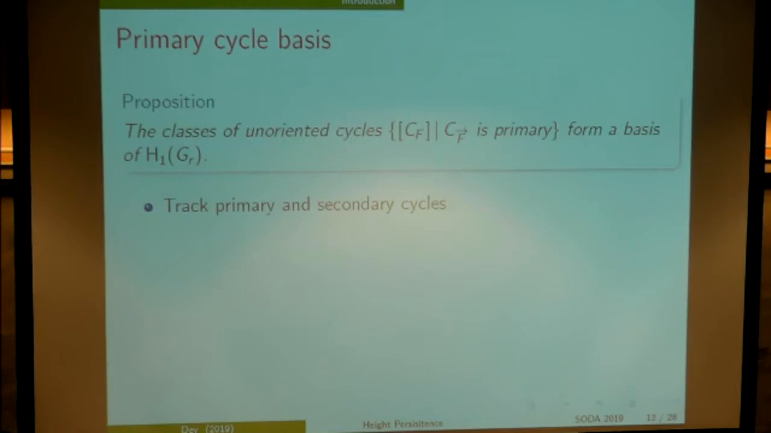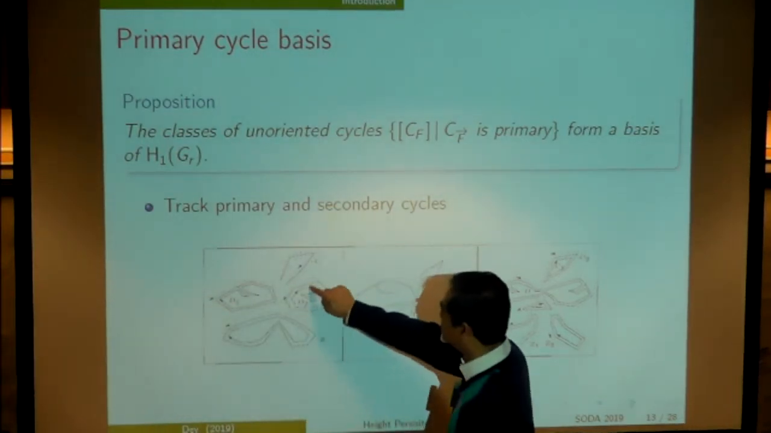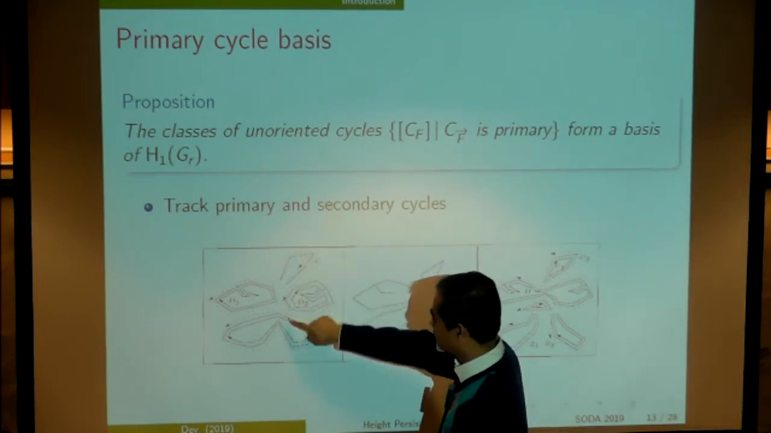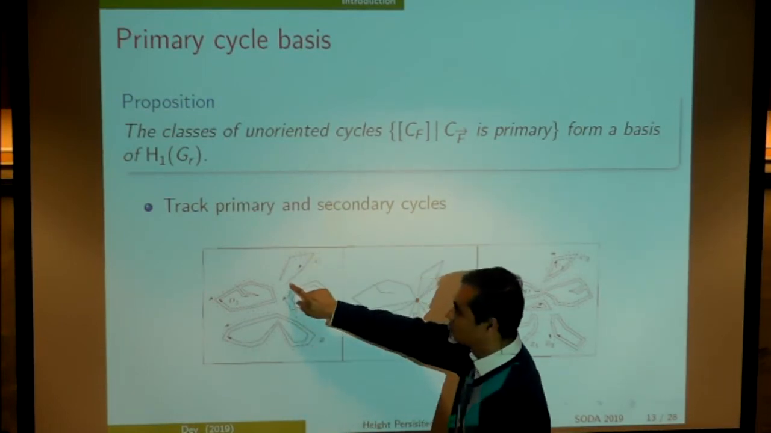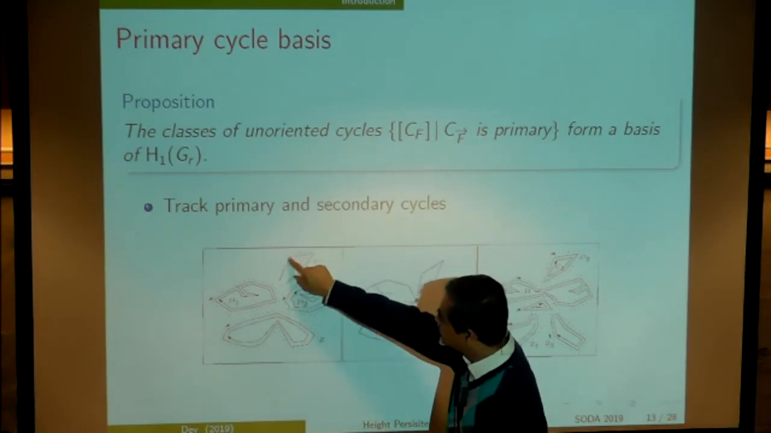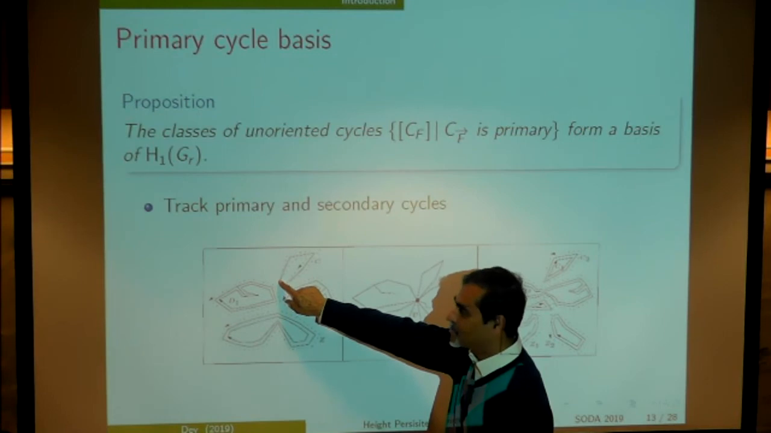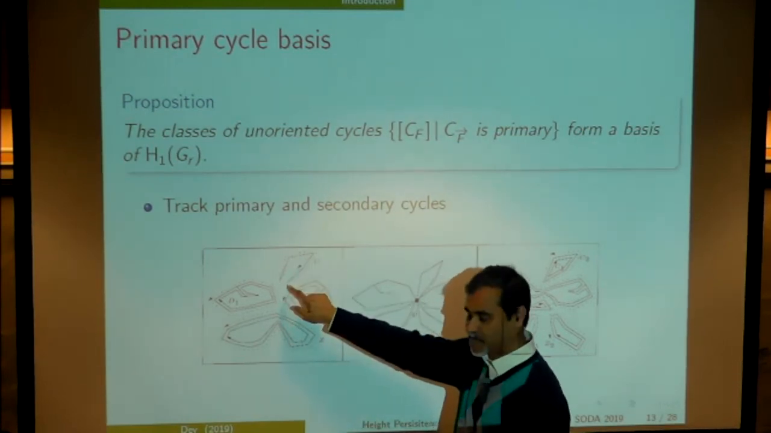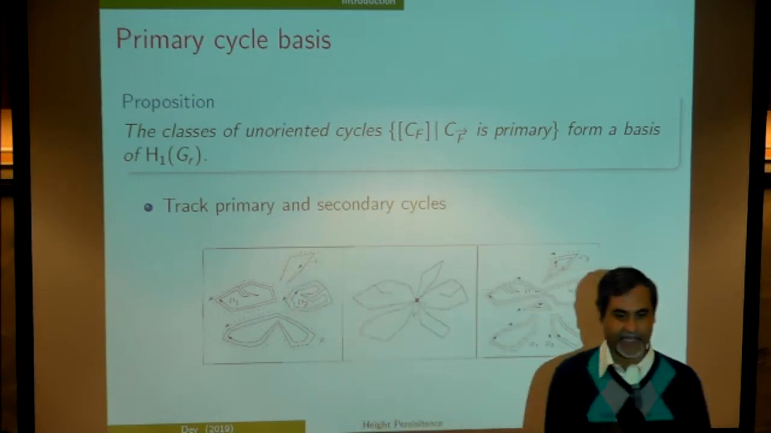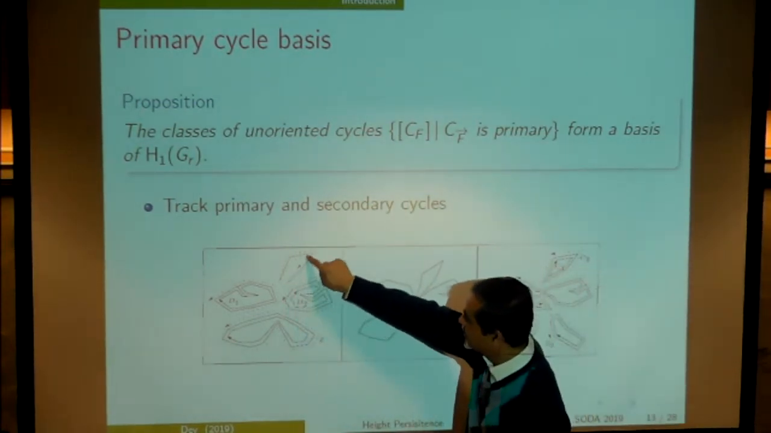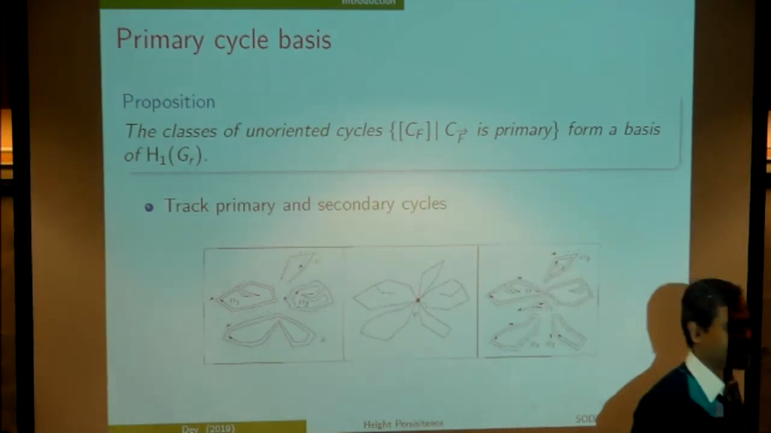So the classes of unoriented cycles exactly form a basis of the first homology of the level set. So I'm going to track primary and secondary cycles. The way I have denoted here, the primary cycles are solid, secondary cycles are dotted. But remember, this is also very important to do. For example, this one, if you take the boundary operation, it's not a cycle, but I consider it as a duplicate, double cycle. So this dotted cycle is a cycle for me, which I maintain explicitly.